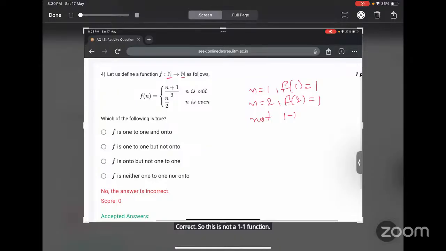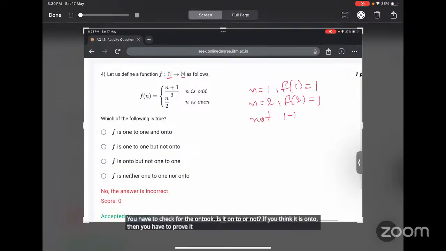Now you have to check for onto. Is it onto or not? If you think it is onto, then you have to prove it. You have to start with some random point in the codomain, and arrive at the pre-image of that point.